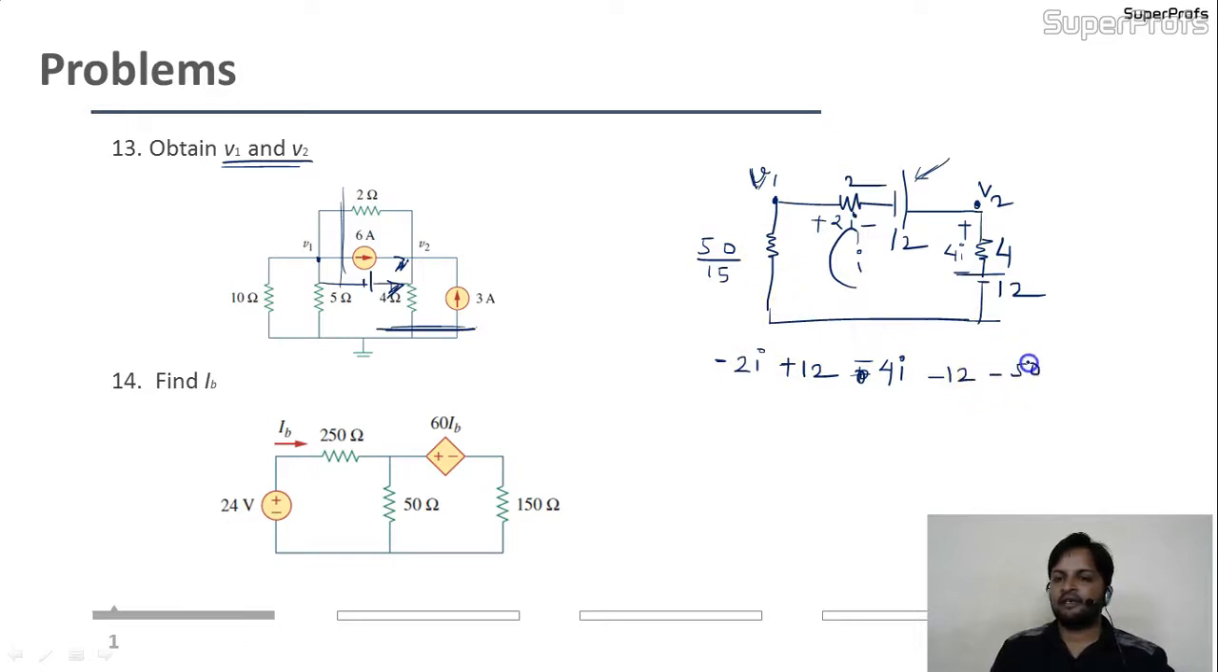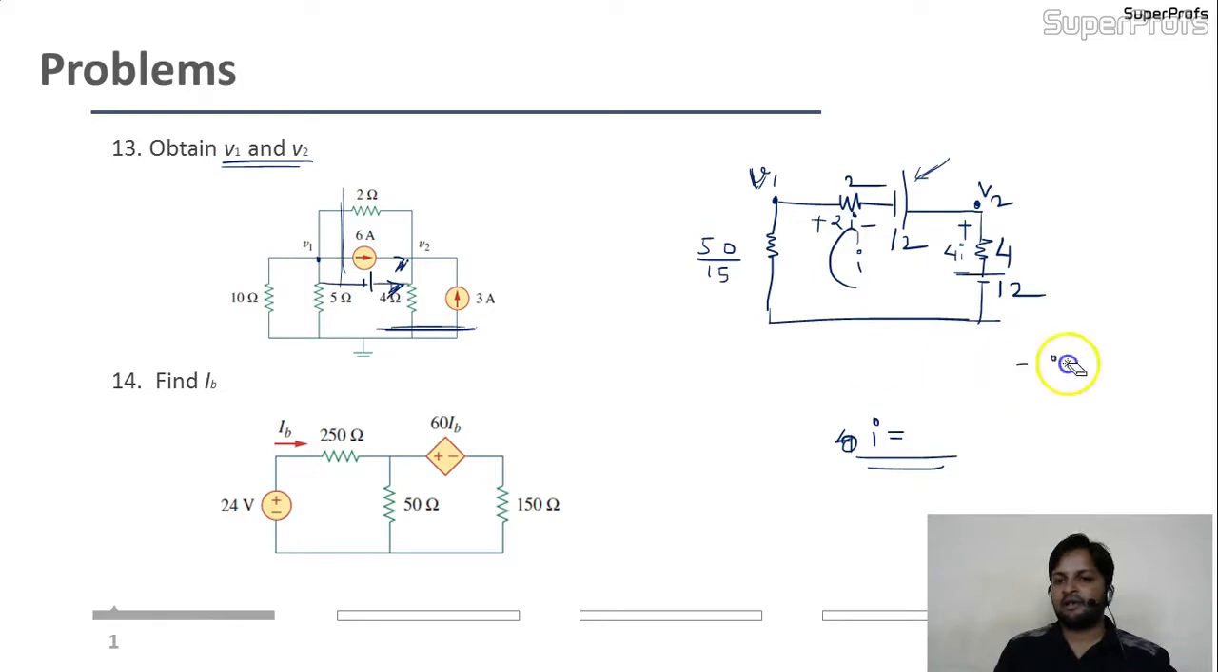Here you are getting 50 by 15I. 50 by 15I equal to 0. This 12 gets cancelled out. Finally I equal to 0. There is no current in the circuit. In this situation you don't have any current in the circuit. What will you do, tell me. There is no current in the circuit.